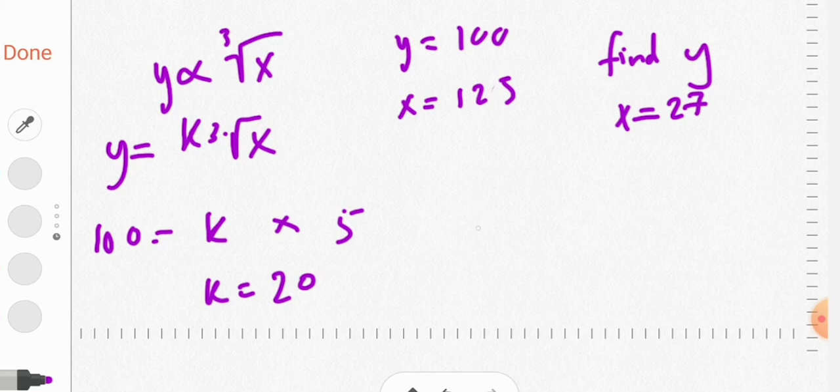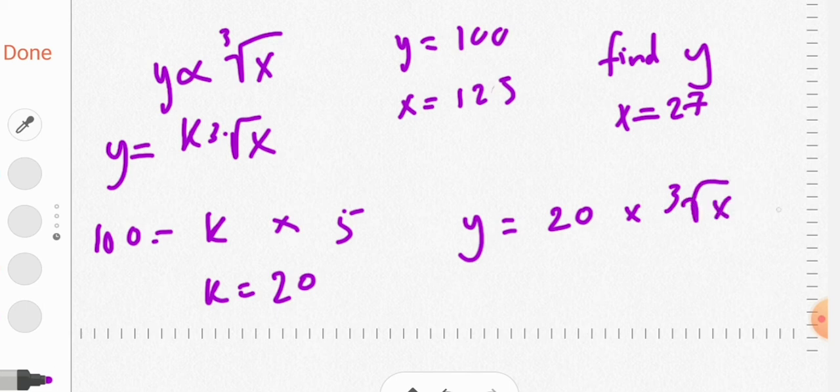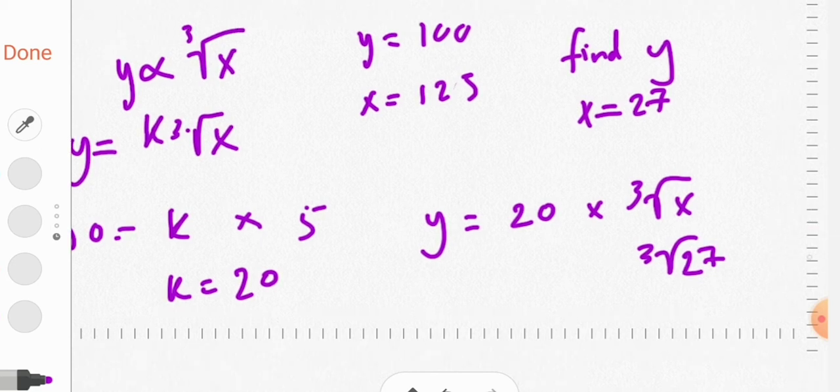So we rewrite the formula. y equals 20 times the cube root of x. Does it make sense? You sure? Okay, so now we plug in the new values they've given us. So they've given us x is 27. So what is the cube root of 27? 3. Cool.